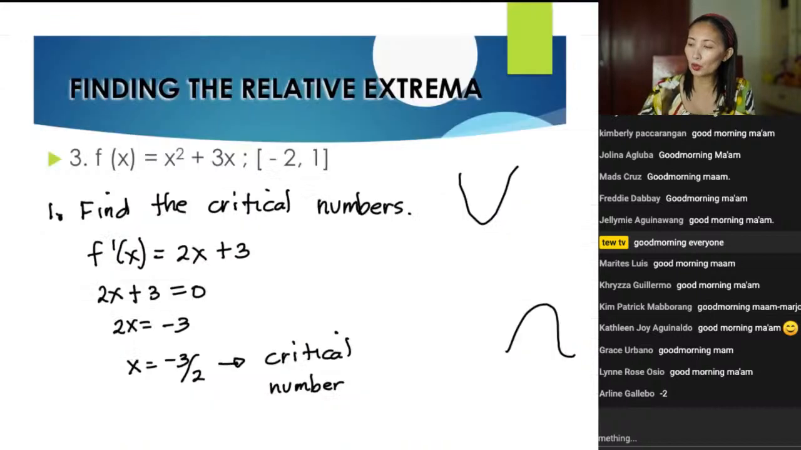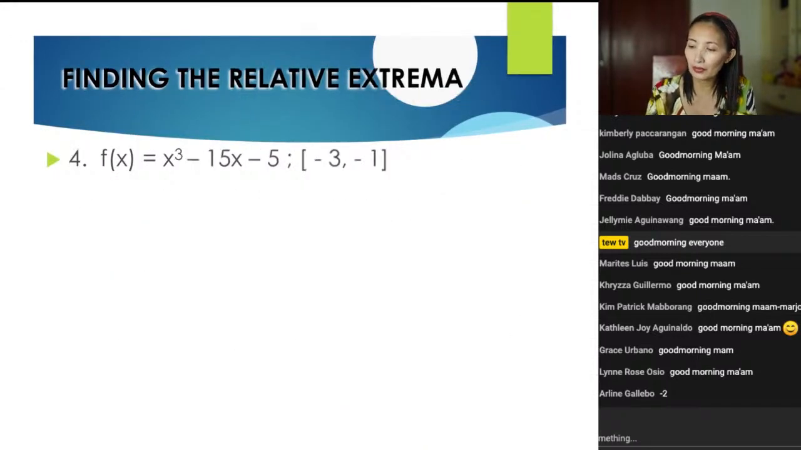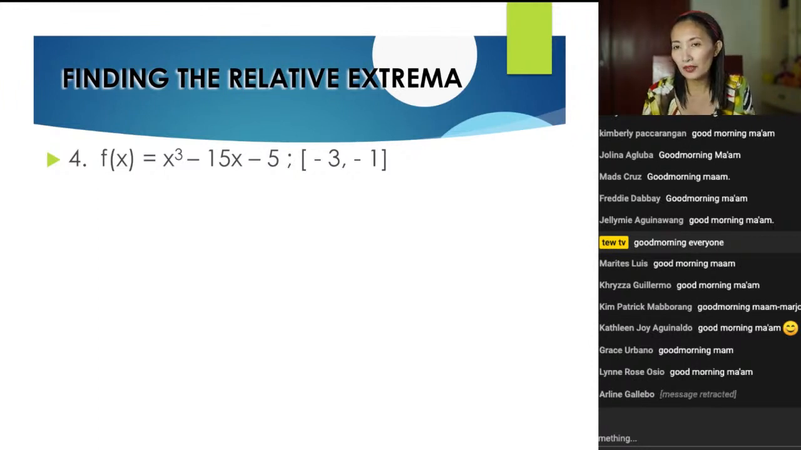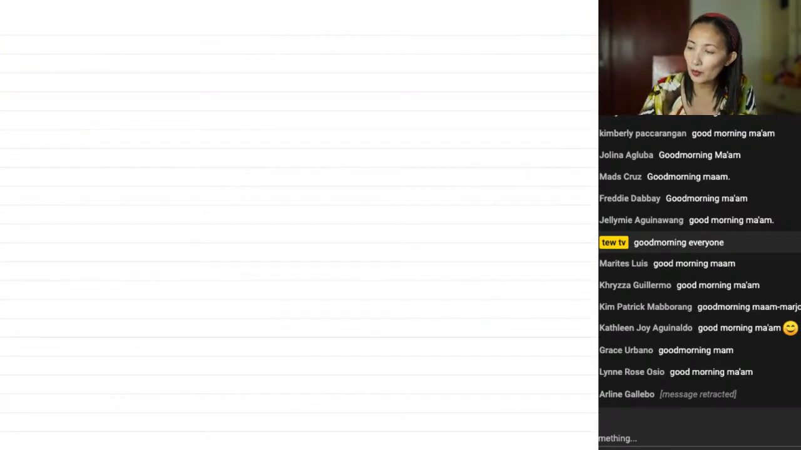Now, we proceed to problem number 4. How about a cubic function? F of x is equal to x cubed minus 15x minus 5. And the closed interval, within the closed interval, negative 3, negative 1. Okay? Negative 3, negative 1. Okay, so let's follow the 4 steps once again.